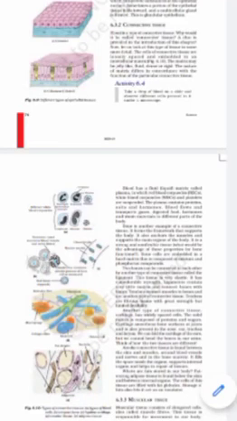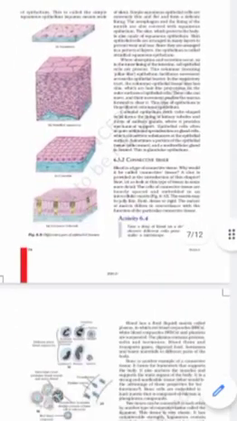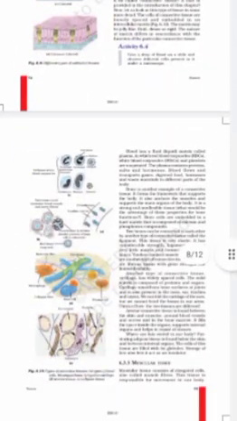Hello everyone, welcome. We have already talked about epithelium tissue in animal tissue, and now we will be talking about the connective tissue in this particular video. So, what is connective tissue? Connective tissue is the tissue which helps in the connections.